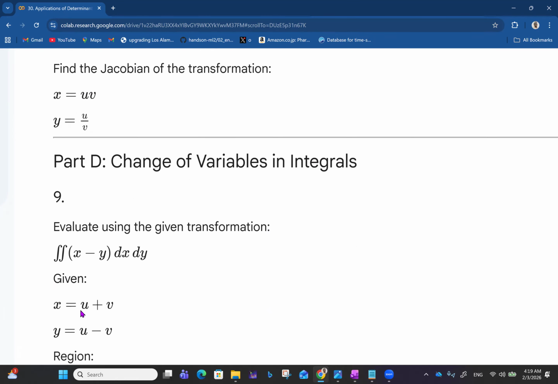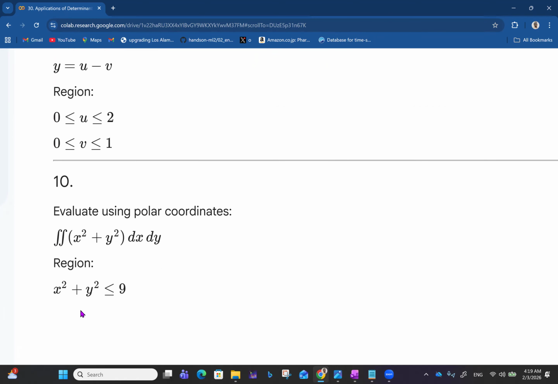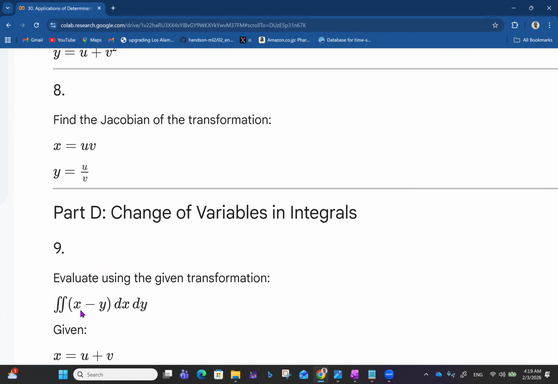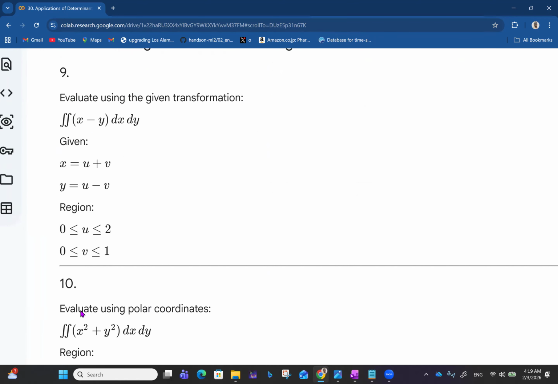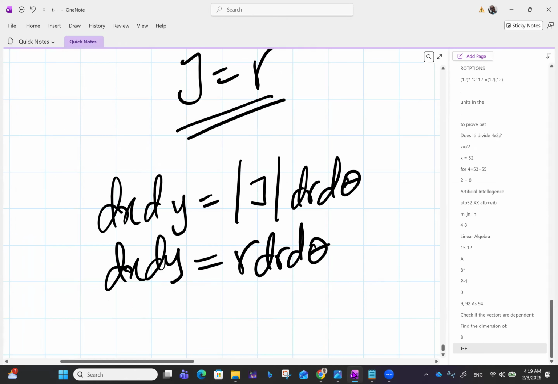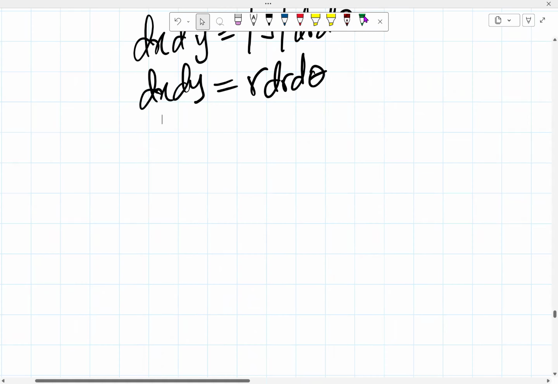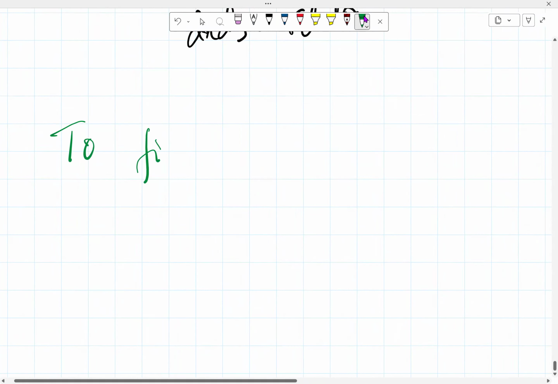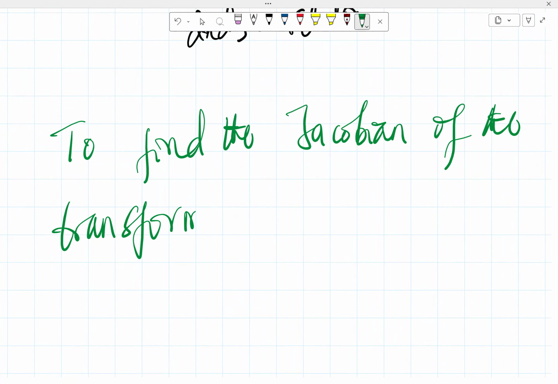So let me do 8 where x is uv and y is u over v. We want to find the Jacobian of the transformation. So yeah, like that. So I come here now and find the Jacobian of the transformation.